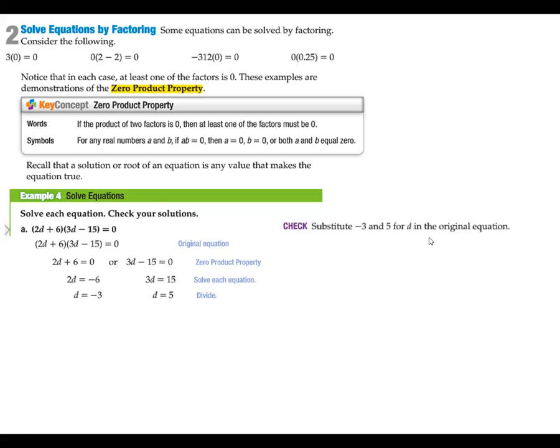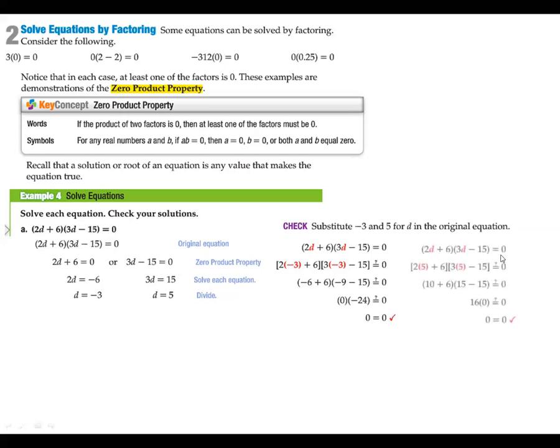You can check that by substituting negative 3 and 5 in for d in the original equation. Now, don't put negative 3 in this one and 5 in this one. This is saying that negative 3 works for d, and 5 should also work for d separately. So I'm going to substitute negative 3 in for d in the whole entire equation anywhere there's a d. Okay? Then when you simplify it, you do get 0, so it means it works. Then I do the same thing with a 5. And when you substitute 5 in, it simplifies to 0, and it works.